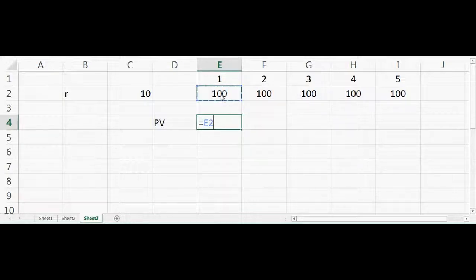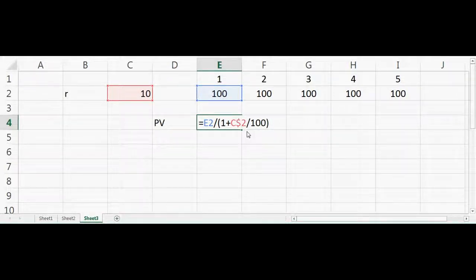So now if you want to calculate the present value of the first cash flow, so what I'll do, I'll say present value here. So that will be equal to $100 divided by 1 plus R, where R is the rate of return. So I'll say 1 plus 10 divided by 100, right?